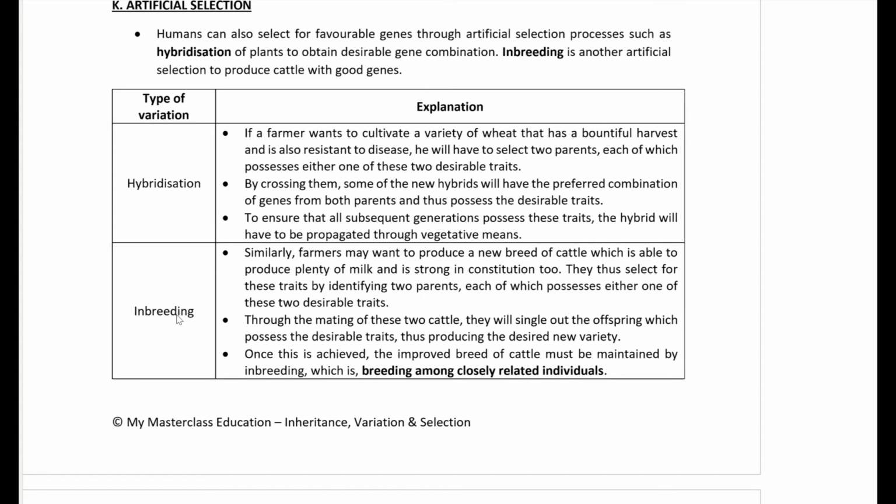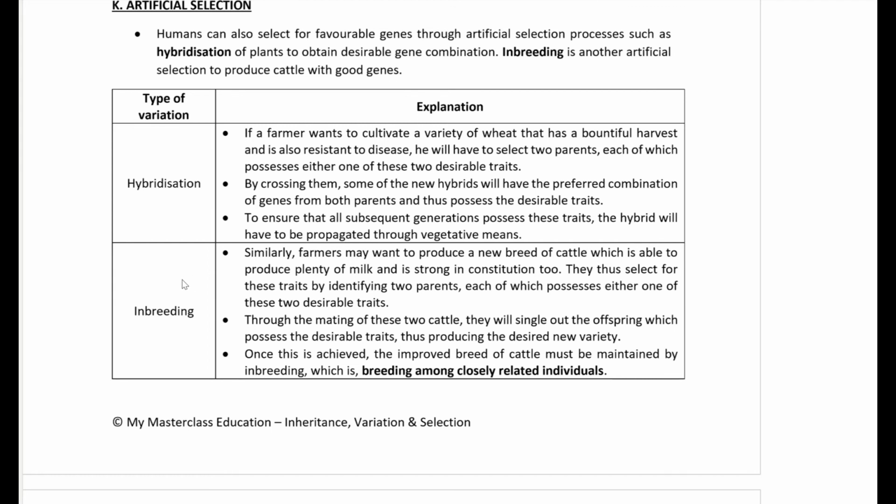Now, inbreeding is a similar process in cattle, whereby they select single offspring, so they end up with different breeds of cattle. Some can produce milk, which are the milk Jersey cows, and then you also have cattle that are more for meat consumption. Of course, each of them will have their own issues.